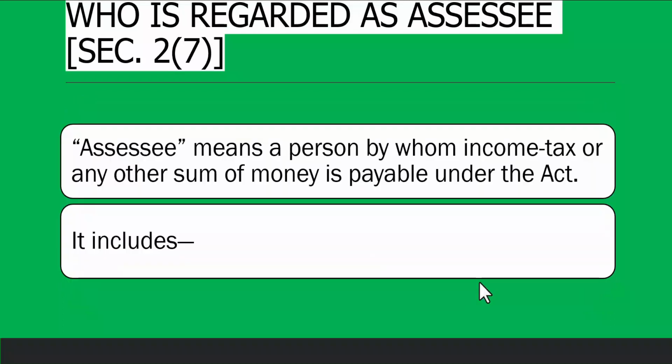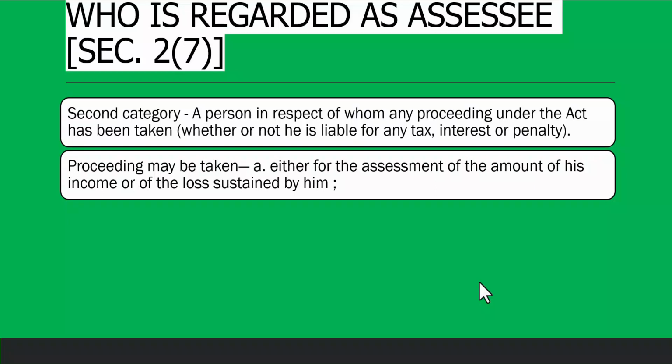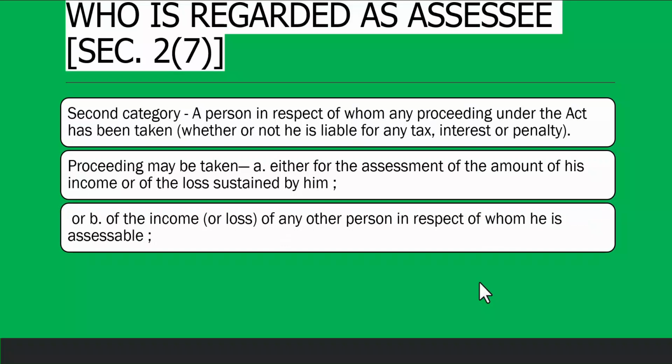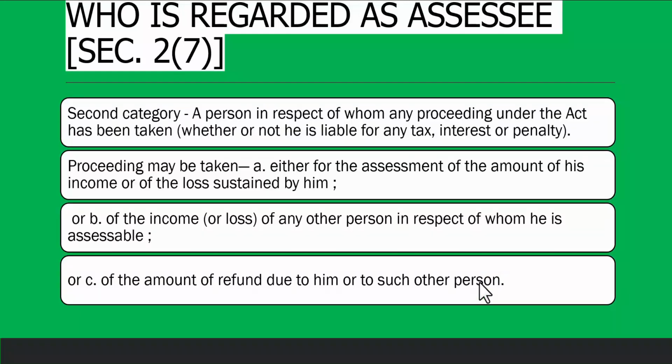Second category. Assessee means a person by whom income tax or any other sum of money is payable under the Act. It includes, second category, a person in respect of whom any proceeding under the Act has been taken, whether or not he is liable for any tax, interest or penalty. Proceeding may be taken either for the assessment of the amount of his income or of the loss sustained by him, or of the income or loss of any other person in respect of whom he is assessable, or of the amount of refund due to him or to such other person.